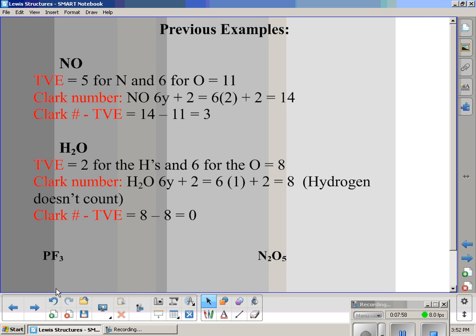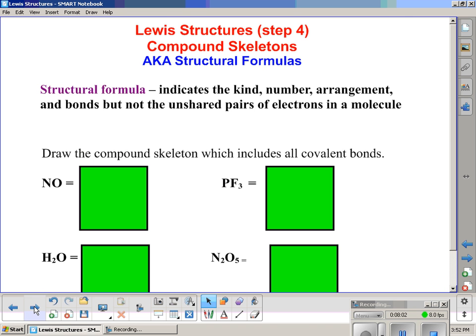Why don't I jump ahead so I can show you what that's going to look like when I draw it. Okay, here's nitrogen and oxygen. I'm on step 4, and I'll go back to do the others. Nitrogen and oxygen, 1 double bond. Nitrogen, double bond, remember 2 dashes? So this is our compound skeleton, also called our structural formula. It's the kind, number, and arrangement of bonds, but it doesn't show the electrons yet that aren't used in bonding.